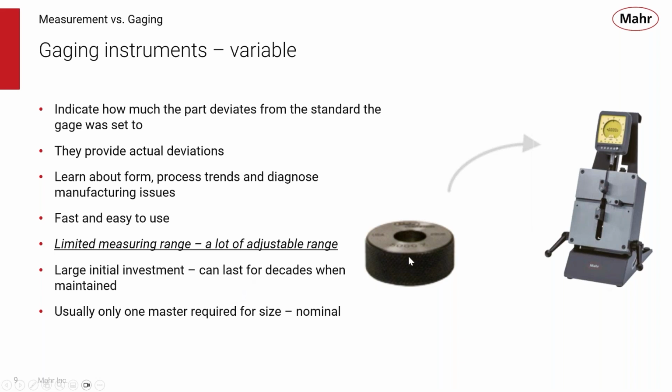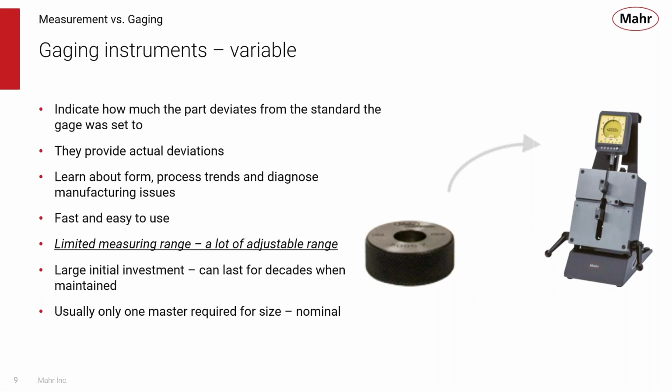It does have a limited measuring range, but they do have a lot of adjustable range. What that means is they can accommodate a wide variety of sizes, but once they're set to a size, they can only measure a small variation around that set size. They are going to be a little bit more expensive, a large initial investment, but when they're maintained properly, they can last for decades. For example, this 36B gauge, there are still examples out there on the shop floor from when they were originally introduced back in the 40s with the original version, and they still work just as well as the day they were made.